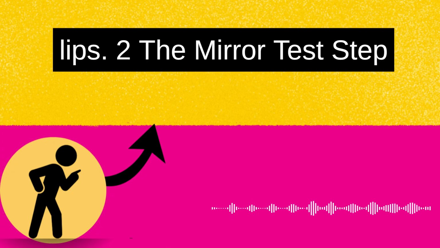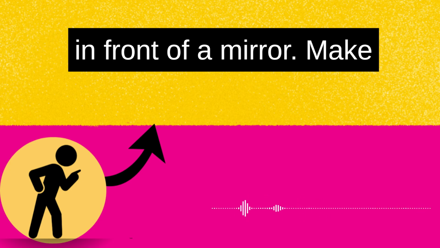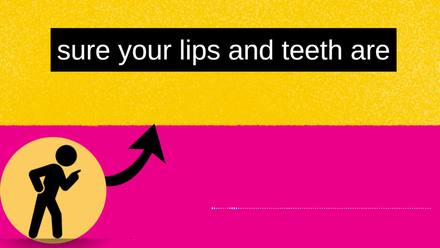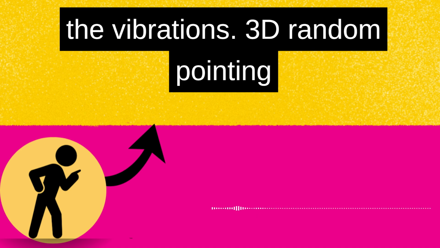2. The mirror test. Step 2. Practice sounds like F, M, V, and Z in front of a mirror. Make sure your lips and teeth are in the right position to create the vibrations.